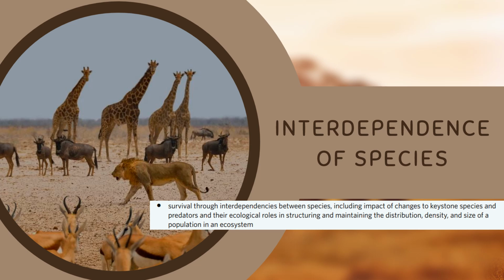Hello everyone, so today we're going to be looking at the interdependence of species. And so the study design dot point says you need to understand the survival through interdependencies between species, including the impact of changes to keystone species and predators, and the ecological roles in structuring and maintaining the distribution, density, and size of a population in an ecosystem. So there is a lot to unpack here, but let's get started.